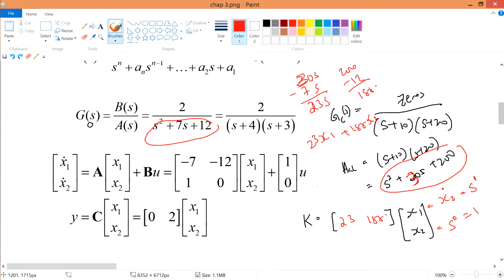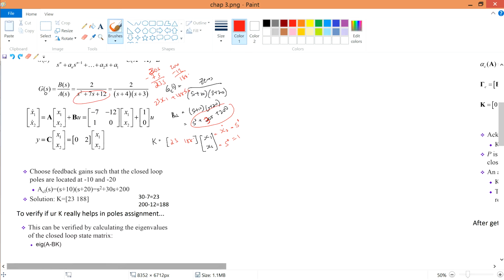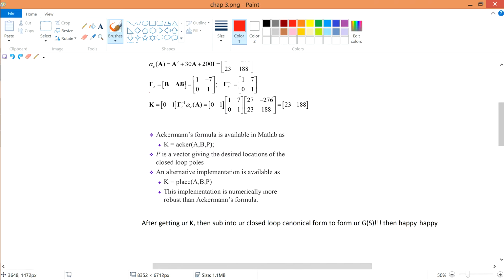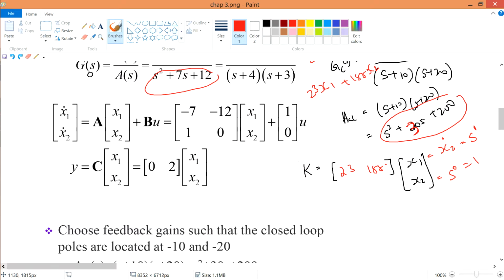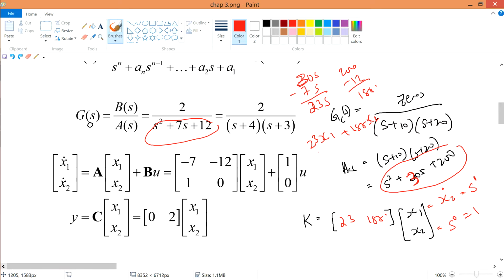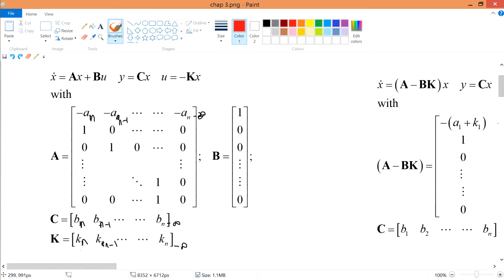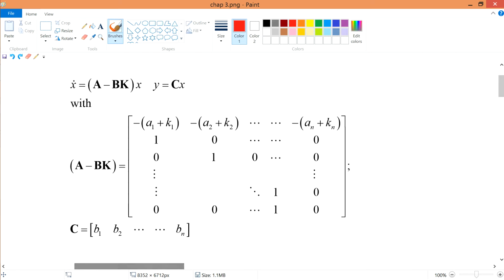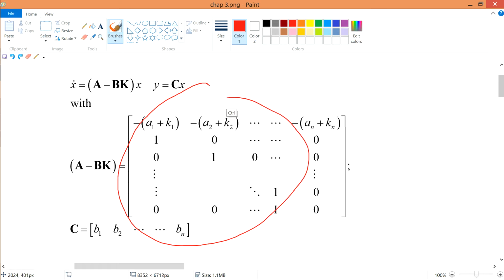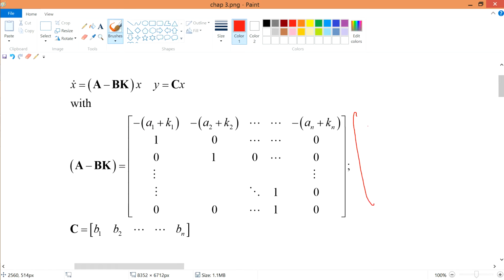But in the end we will still need to find the k value, because the Ackermann one also needs to find the k value. It's in terms of k, so you need to find k. So how do we represent k in terms of a canonical form? The canonical form for the closed loop is, as you remember, A minus BK, multiplied by x1, x2, etc., multiplied by x. This is equal to your x dot, if you still remember.